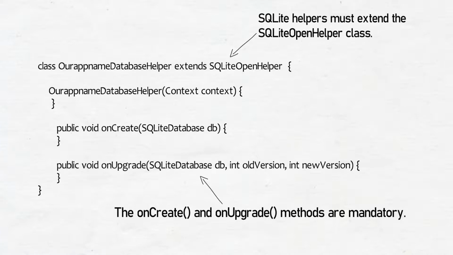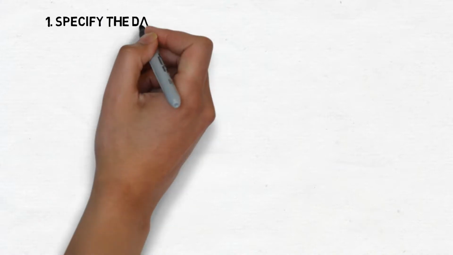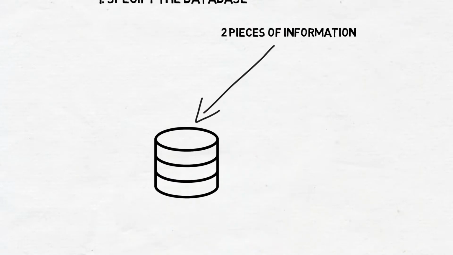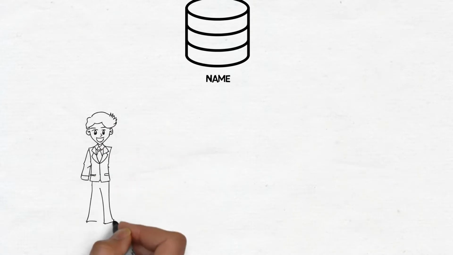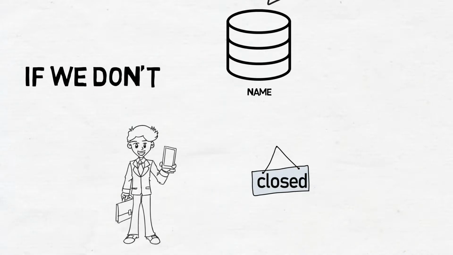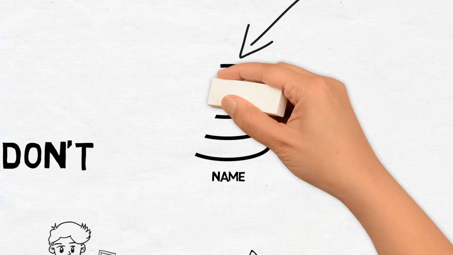To get the SQLite helper to do something, we need to add code to its methods. The first thing to do is tell the SQLite helper what database it needs to create. There are two pieces of information the SQLite helper needs in order to create the database. First, we need to give the database a name. By giving the database a name, we make sure that the database remains on the device when it's closed. If we don't, the database will only be created in memory, so once the database is closed, it will disappear.